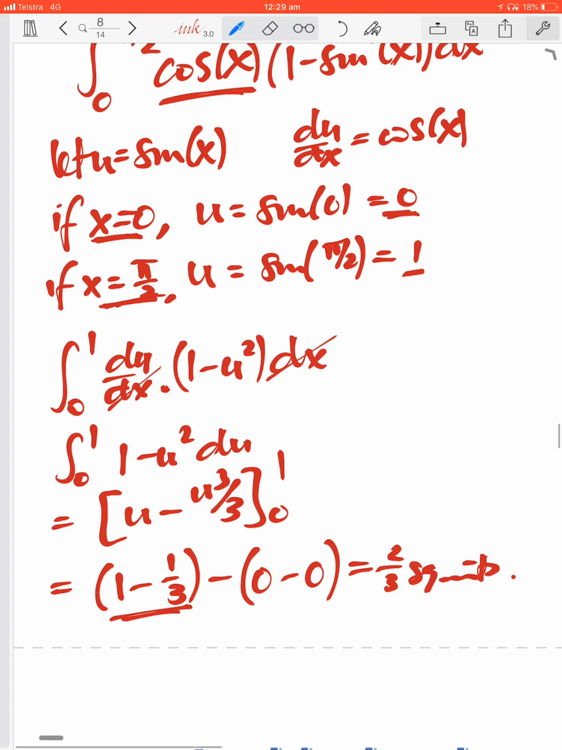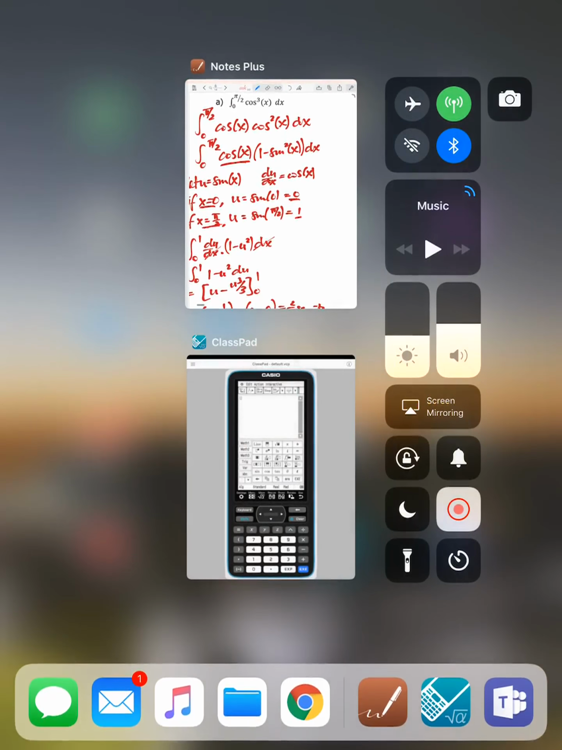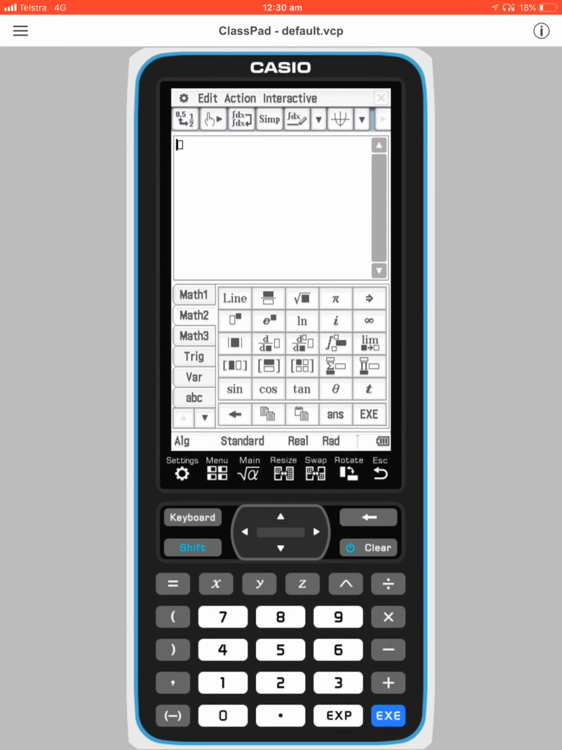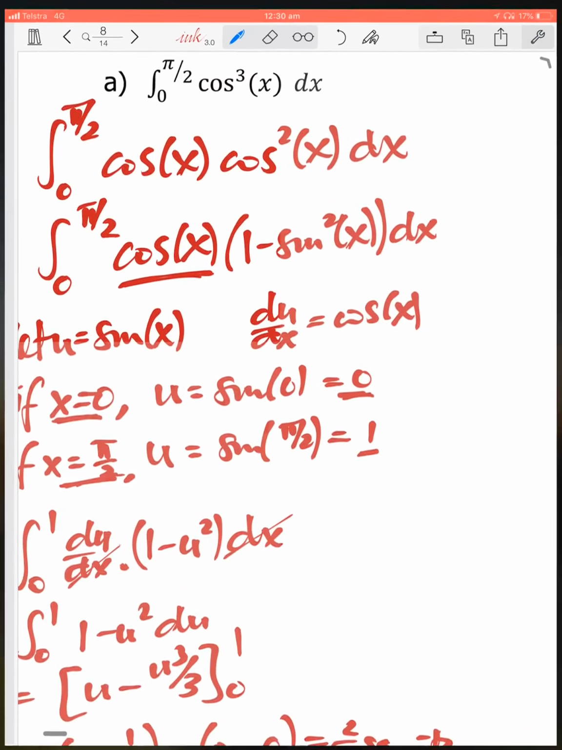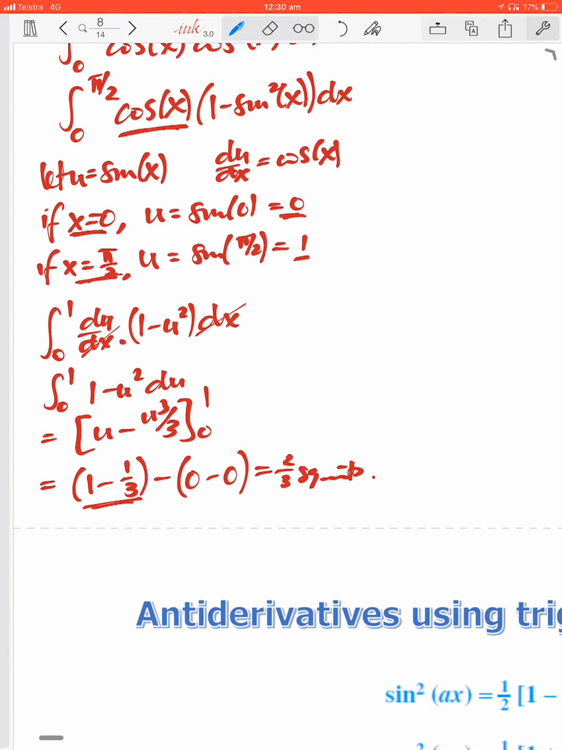So let's check and make sure. 0 to pi on 2 cos cubed x dx. Now remember, when you want to do cos cubed, you've got to do cos of x all cubed dx. And we get 2/3. We're going alright considering it's 12:30 in the morning.